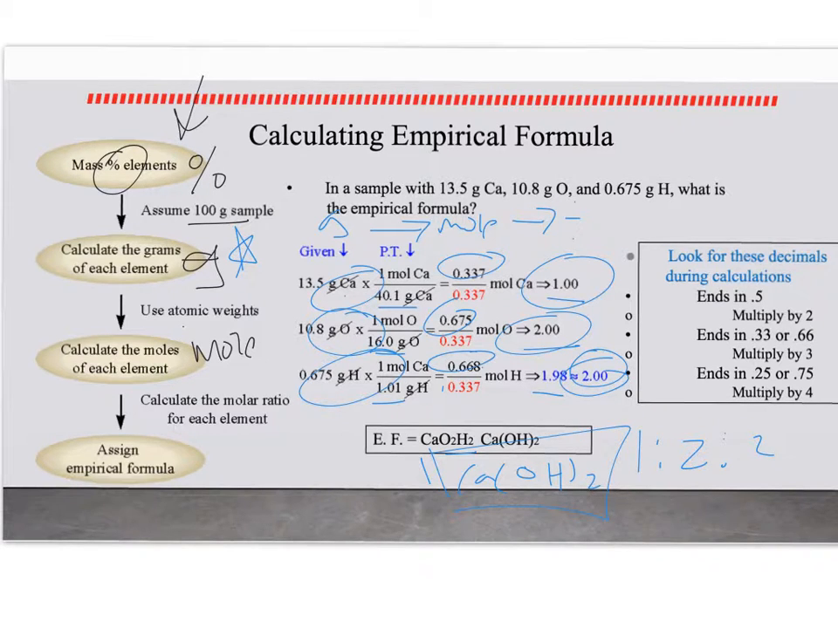which is calcium hydroxide. The only exceptions here, if you have something ending in 0.5, we can't ever have a 0.5 as a subscript. So if anything ends in 0.5, we have to multiply everything by a factor of 2 to get rid of that decimal. If it ends in 0.33 or 0.66, we'll multiply everything by 3 to get rid of the decimal. Or if you have a 0.25 or 0.75, we'll multiply all those values by 4 to get rid of the decimal.